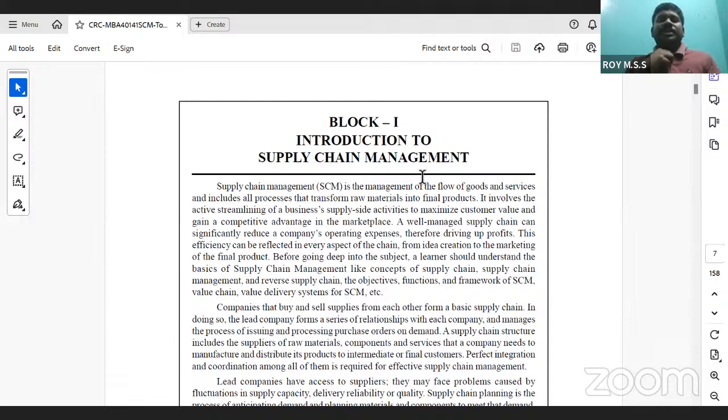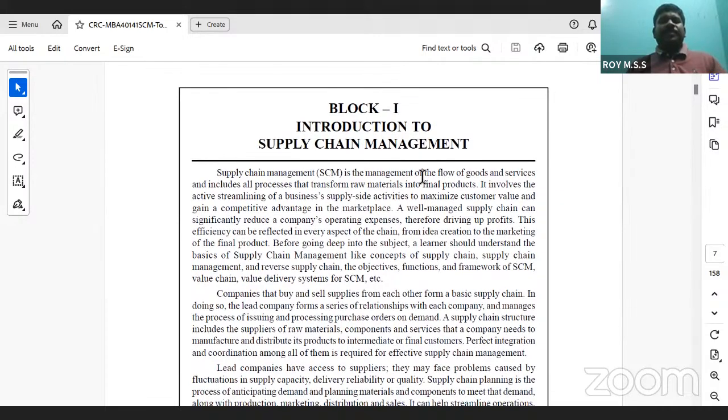And it involves the streamlining of business supply side activities, maximizing customer value, competitive advantage in the market, all the basic aspects of supply chain management will be covered in this definition, right?